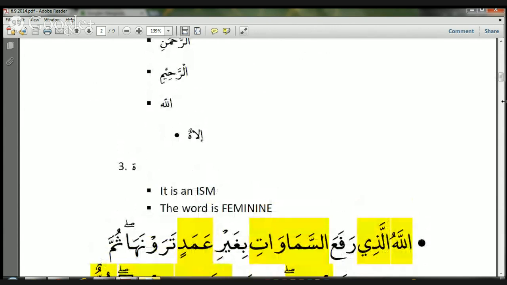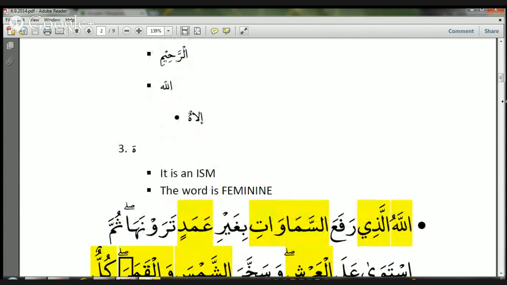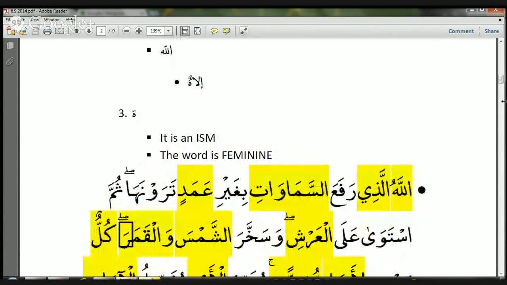And the third was the ta marbuta. We mentioned that it tells two things about a word. Number one is that it is an ism, obviously, because that's what we're studying. And the second thing is that the word is feminine. Only a feminine word has ta marbuta. Though we have not gone over exactly how to differentiate a word between masculine and feminine, we know that the ta marbuta at least tells us that.